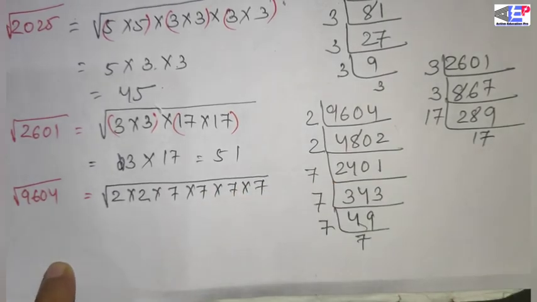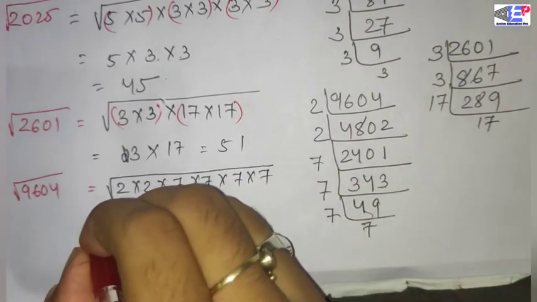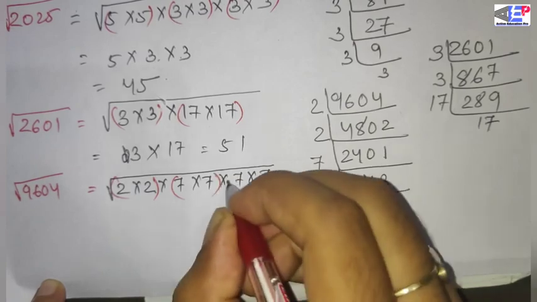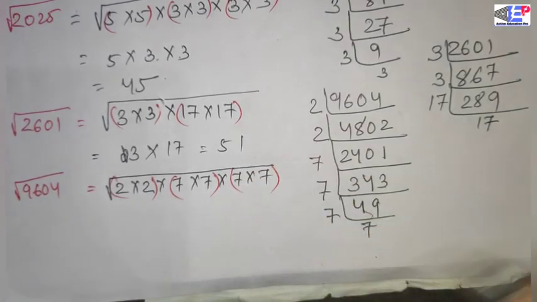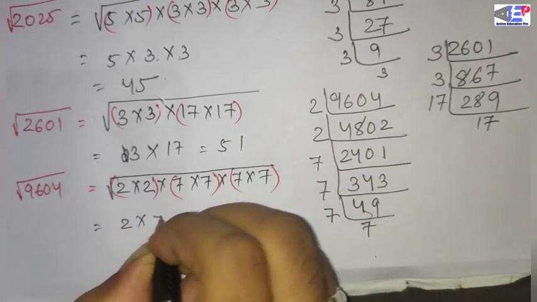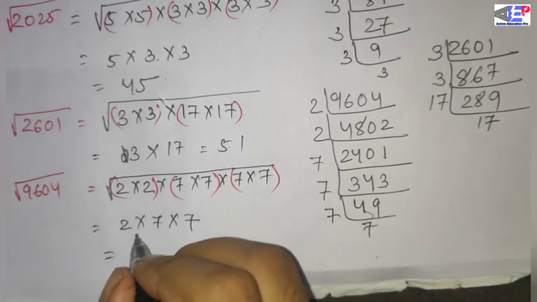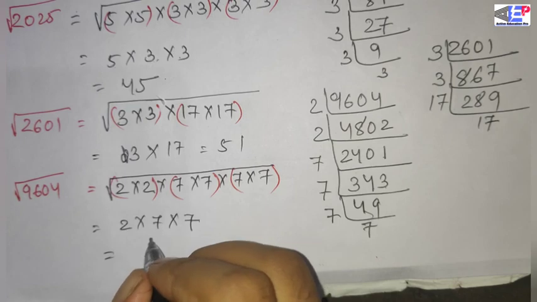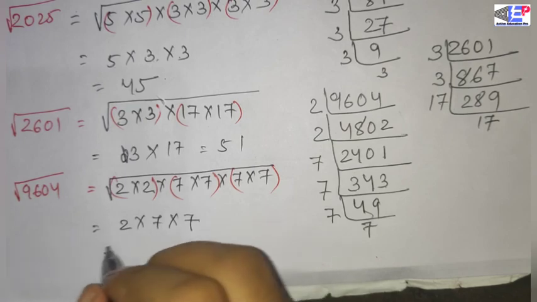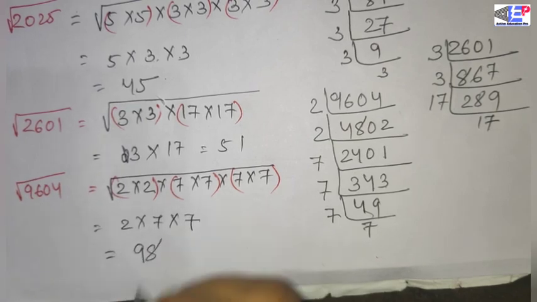Put a square root mark on it. Then make groups of the same numbers. Okay, 2 into 7 into 7, which is 7 7s are 49. 49 into 2, which is 98.